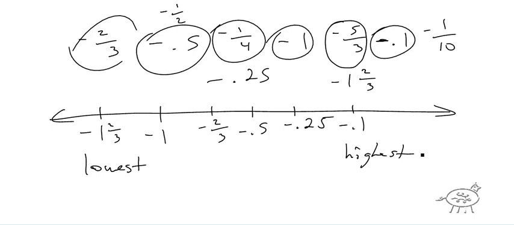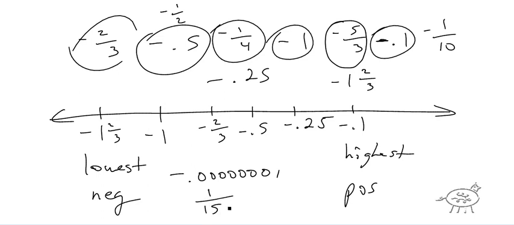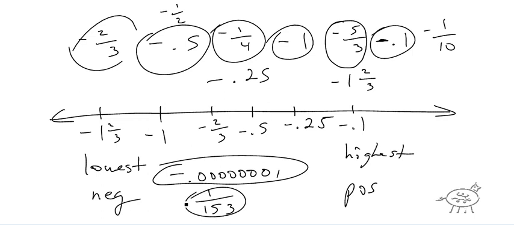Just remember, negatives are always lower than positives. It doesn't matter what it is. It could be negative 0.00000001 and 1 over 153. And you're like, well, how the heck do we know that? Well, you should know that is lower than this, right? Because that one's negative, and the next one here is positive. All right? So that's ordering numbers, lowest to highest.